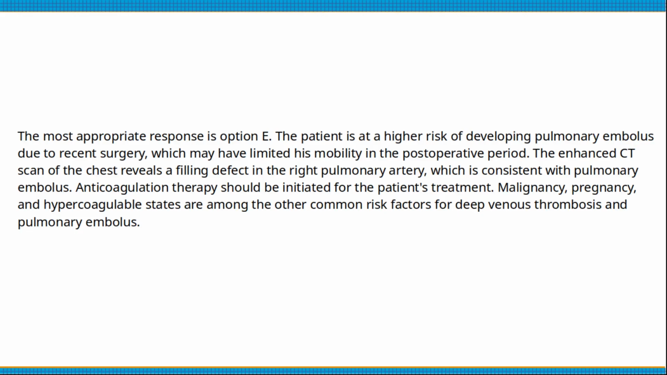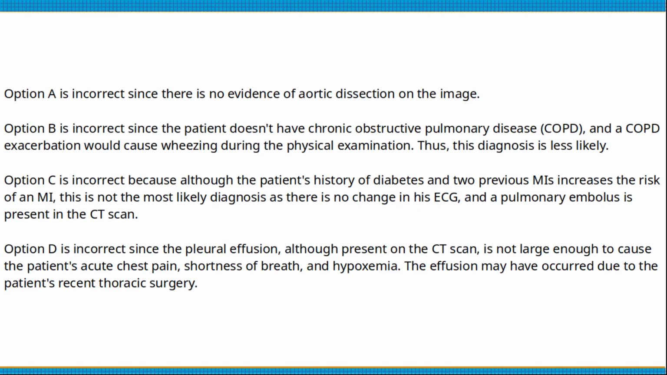Malignancy, pregnancy, and hypercoagulable states are among the other common risk factors for deep venous thrombosis and pulmonary embolus. Option A is incorrect since there is no evidence of aortic dissection on the image. Option B is incorrect since the patient doesn't have chronic obstructive pulmonary disease, COPD, and a COPD exacerbation would cause wheezing during the physical examination. Thus, this diagnosis is less likely.